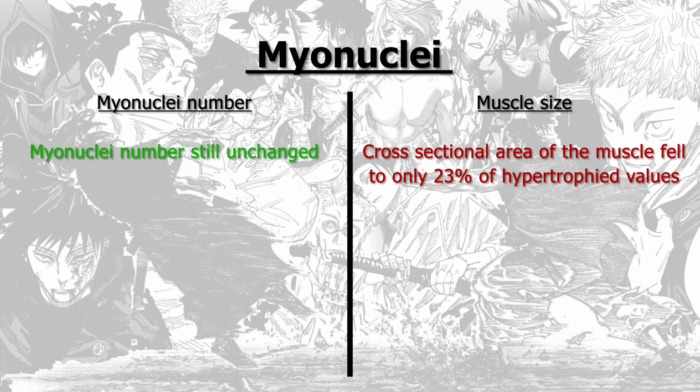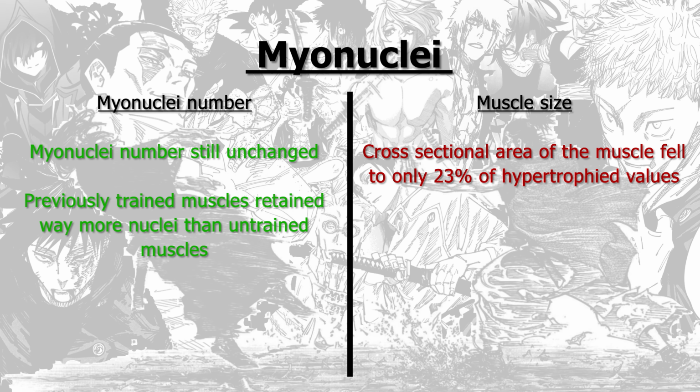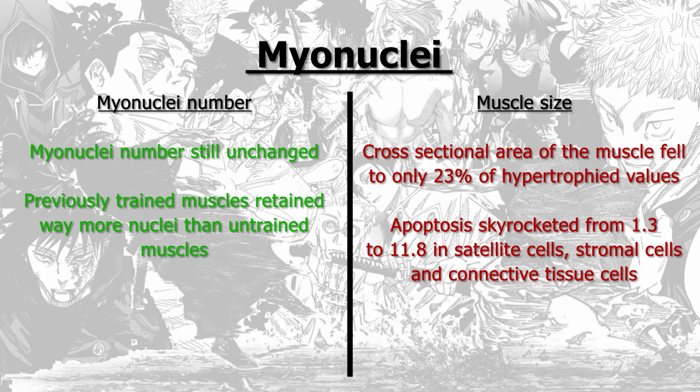Results: muscle fibers shrank a lot. Cross-sectional area of the muscle fell to only 23% of hypertrophied values, but the myonuclear number remained unchanged. Also, previously trained muscles retained way more nuclei than untrained muscles. So once myonuclei are gained, they are retained for a long period of time. What's more crazy is that apoptosis, which is the programmed death of a cell, skyrocketed from 1.3 to 11.8 per section in satellite cells, stromal cells, and connective tissue cells.